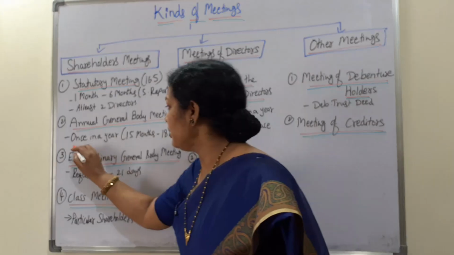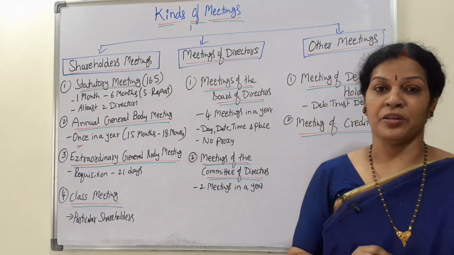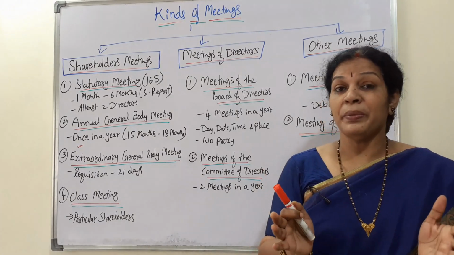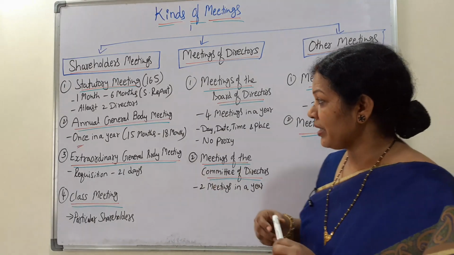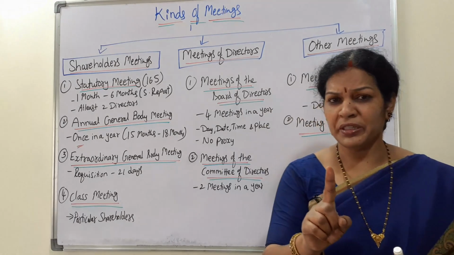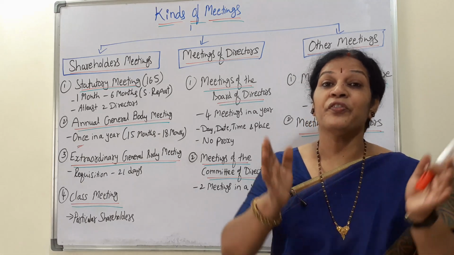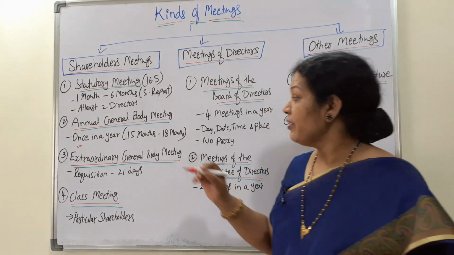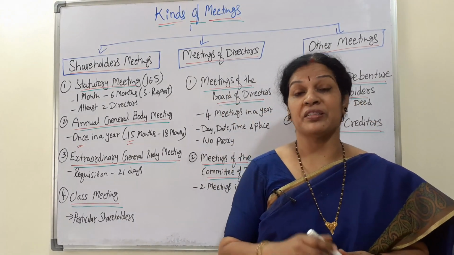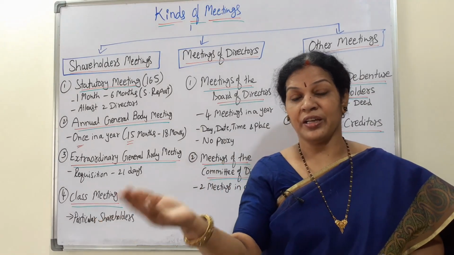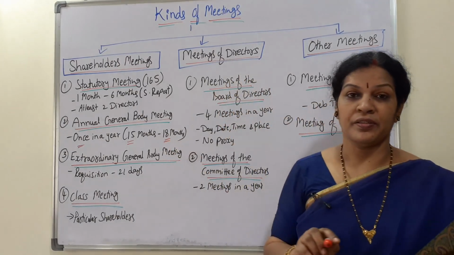This is to be conducted once in a year, and for annual general body meetings there should not be a long gap. Yearly once we have to conduct, as I said. The first annual general body meeting has to be conducted within 15 months. And for the next annual general body meeting there should not be a gap of more than 18 months.